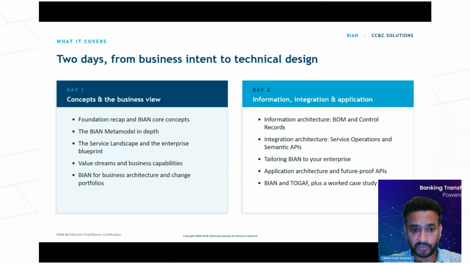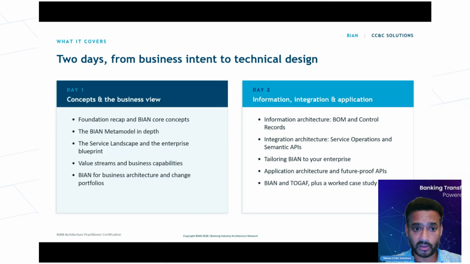It also covers BIAN's use in the application architecture space and how you use it to future-proof your APIs. And as Maurits touched on, BIAN does work with a lot of other standards. It is not setting itself out to replace standards or be the one standard that rules them all, but rather almost like a hub in which other standards can plug in. And so one really good example of that is how BIAN works with TOGAF, and you'll see the synergy and the compatibility there as well.